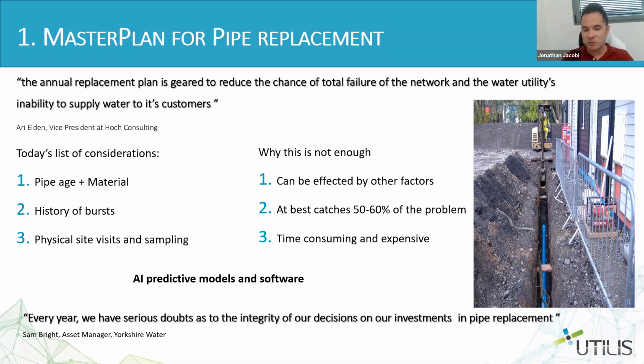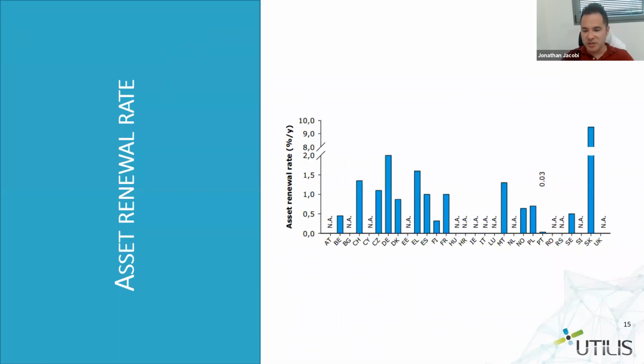Would that allow us to save money over time? Yes, because we would probably be reducing the amount of bursts in the future. We could potentially reduce the percentage of pipe that needs to be replaced per year, because we would be replacing the right pipes instead of just guessing which pipes need to be replaced. This is just an example showing that for the majority of countries in Europe, some of them we don't have information, but on average, they're replacing between 0.5% and 1.5% of their network per year.